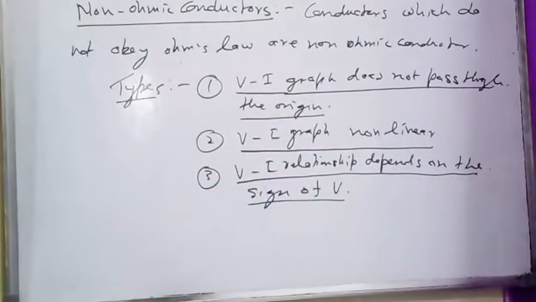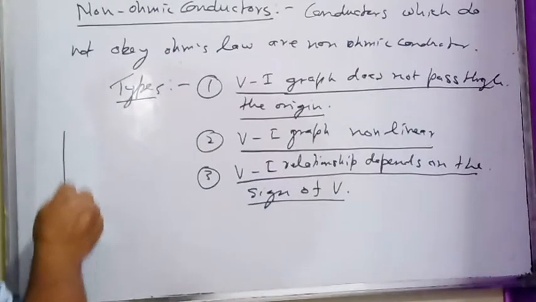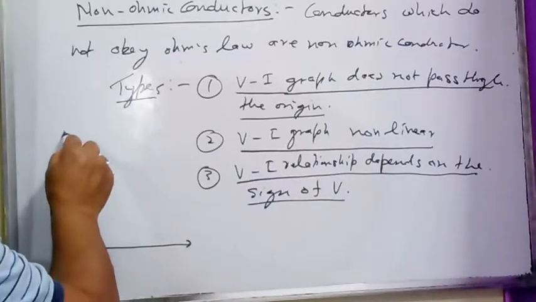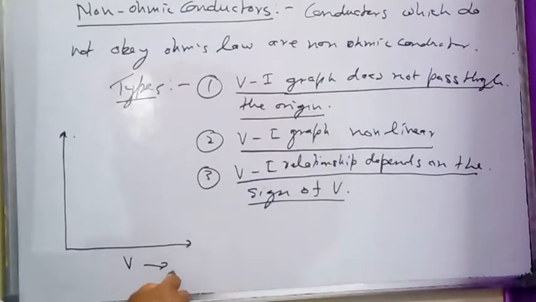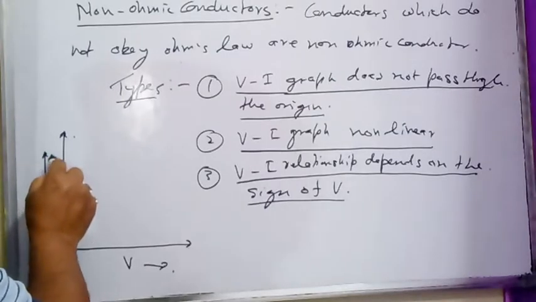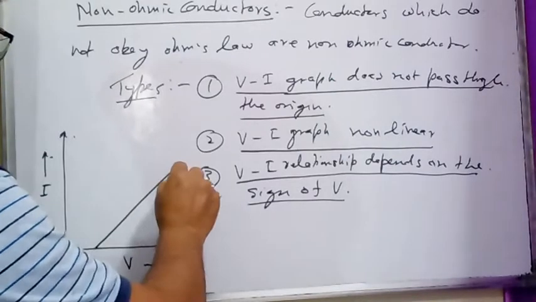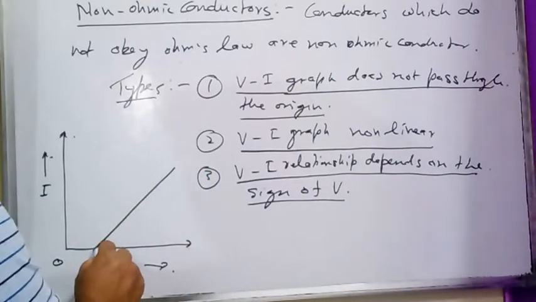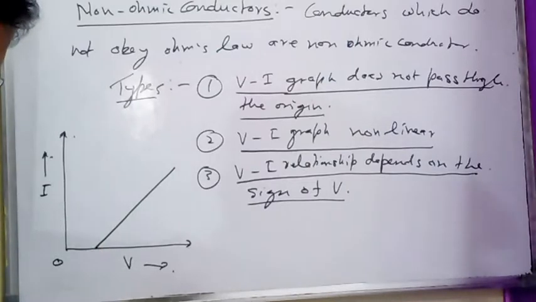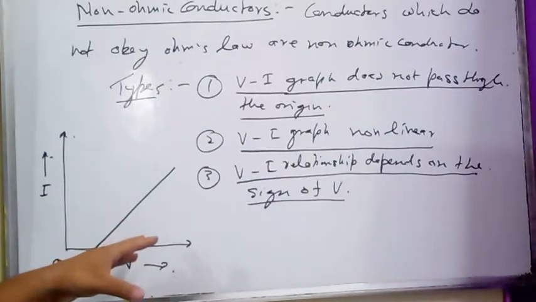For example, if we plot a VI graph for water voltameter, this is V versus I. The graph remains a straight line but the graph is not passing through the origin, and this is why water voltameter is considered to be a non-ohmic circuit.